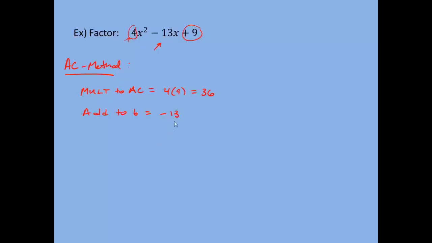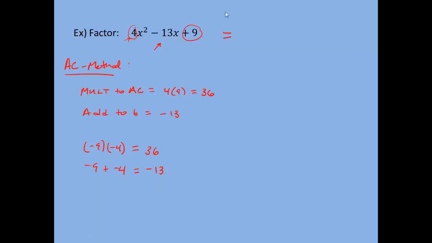The numbers that multiply to 36 and add to negative 13, those numbers are a negative 9 and a negative 4. Negative 9 times negative 4 is a positive 36. Negative 9 plus a negative 4 does equal negative 13. So we found these numbers. Remember, these numbers are unique. There's no other way of finding the numbers. So these are the numbers we have to use, negative 9 and negative 4.